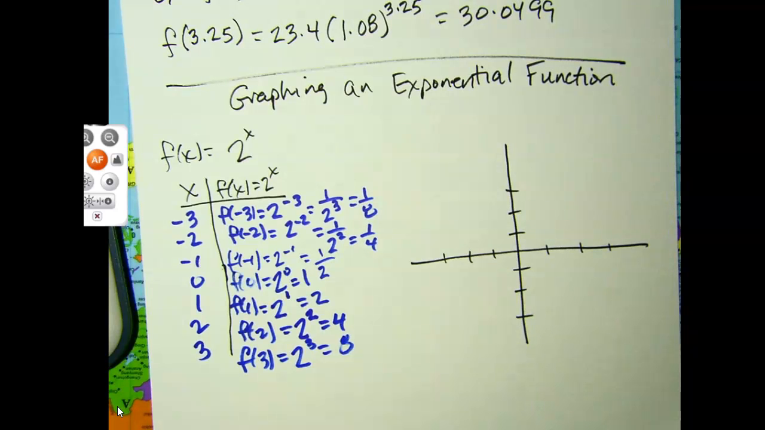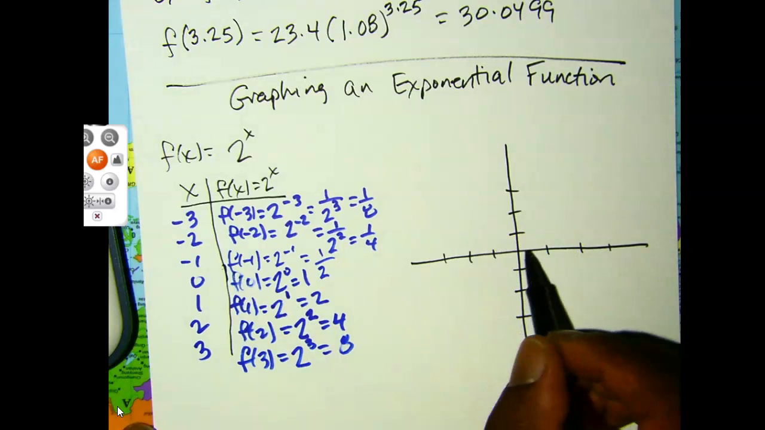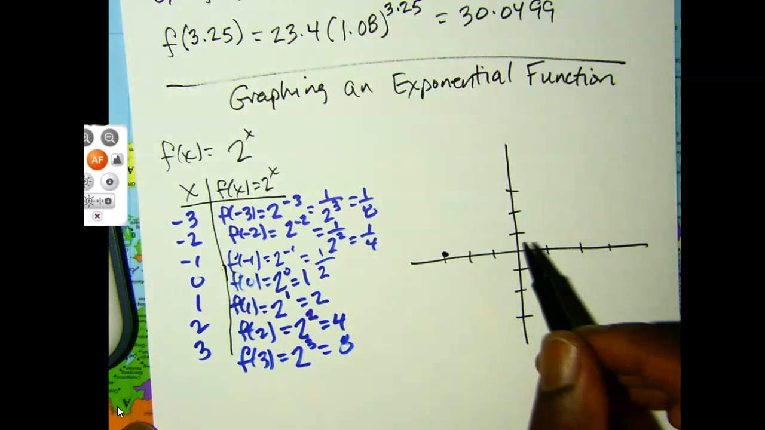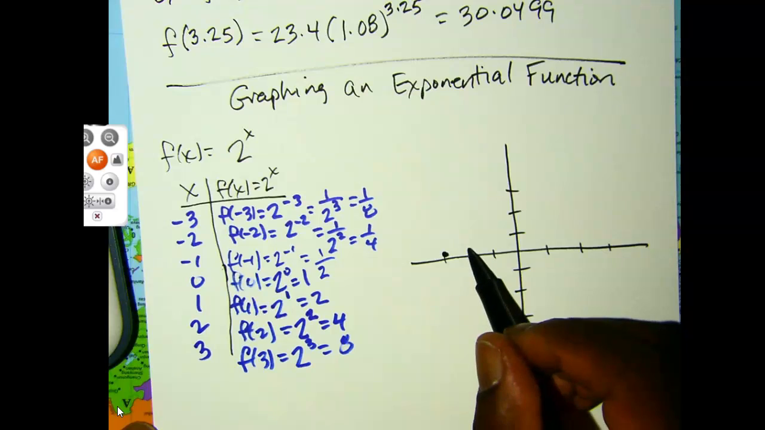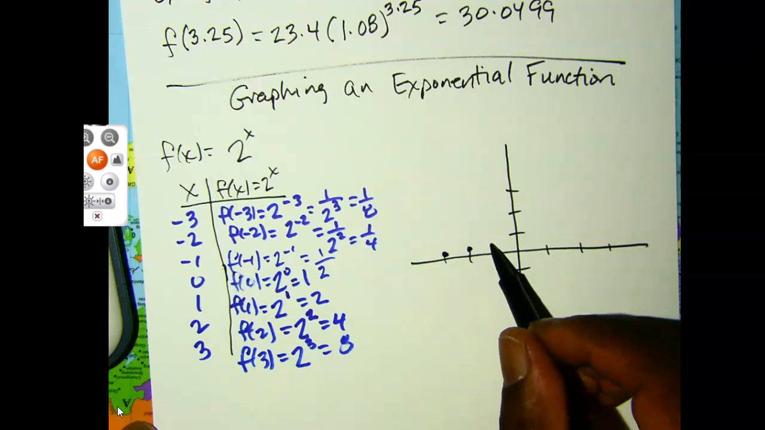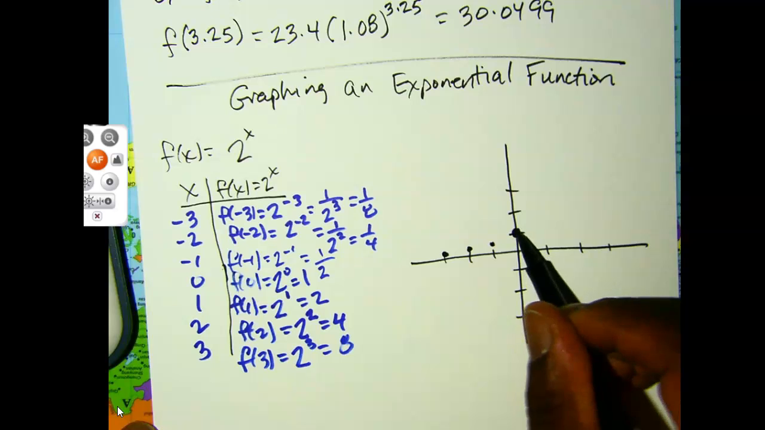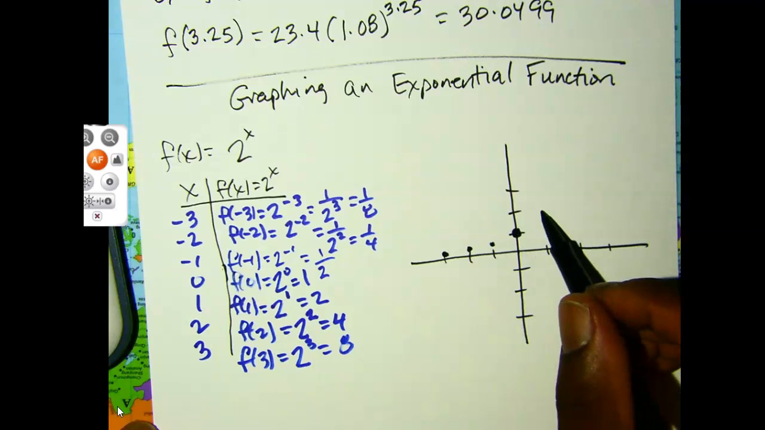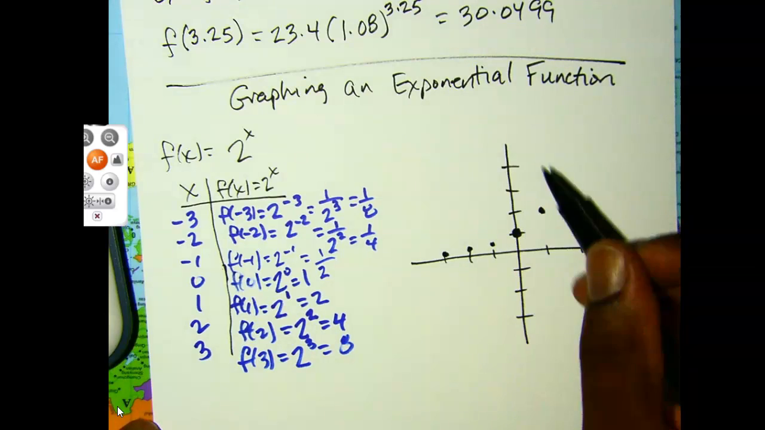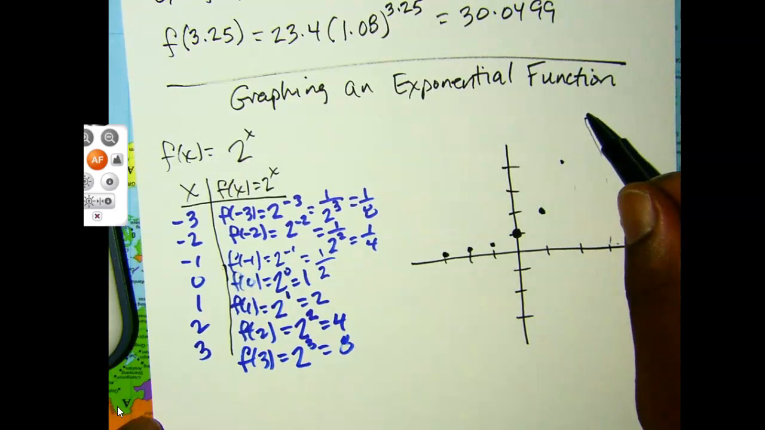So when x is equal to -3, we're at 1/8. So we're getting close to the x-axis, but not quite there. When x is -2, we're at 1/4. When x is -1, we're at 1/2. When x is 0, we're at 1. When x is 1, we're at 2 to the first, so that's 2. When x is 2, we're going to go up to 4. When x is 3, we're all the way up here at 8.